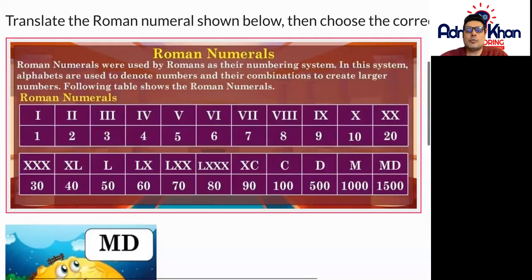So Roman numerals were used by Romans as their numbering system. In this system, alphabets are used to denote numbers and their combinations to create larger numbers. This particular following table shows you the Roman numerals all the way from 1 to 10, and then they're going up in tens from 20, 30, 40, 50, 60, 70, 80, 90, and 100. And then you have denominations of 500, 1,000, and 1,500.